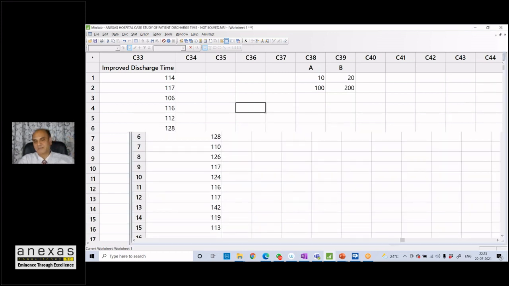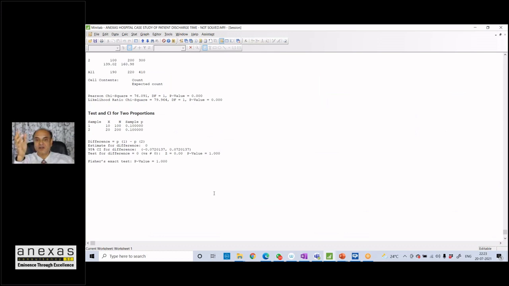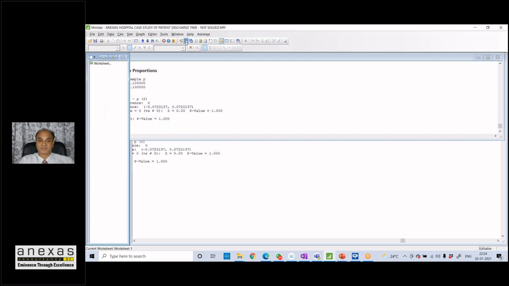It is 1. You will be 100% wrong. You will be 100% wrong if you say nurse is affecting, nurse is the root cause. You will be 100% wrong if you say that. So don't say like that. So the p-value is 1 proportion.